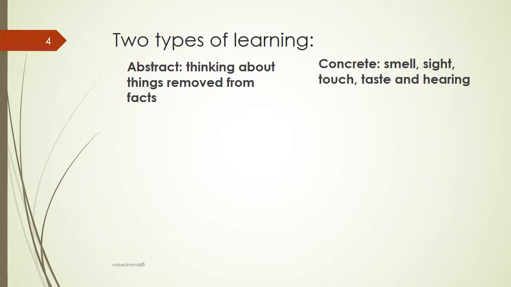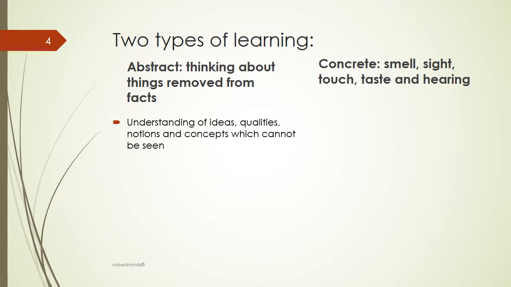Scientists have told us there's two different types of learning. One is abstract, thinking about things removed from facts, and the other one is concrete: smell, sight, touch, taste, and hearing. Abstract means that you have to understand ideas, qualities, notions, and concepts which cannot be seen, whereas the concrete learning is done through the 5 senses.